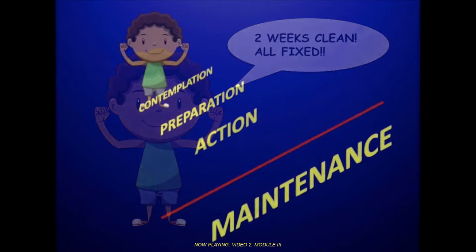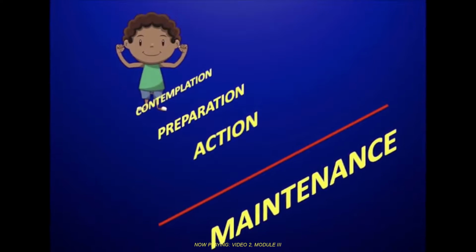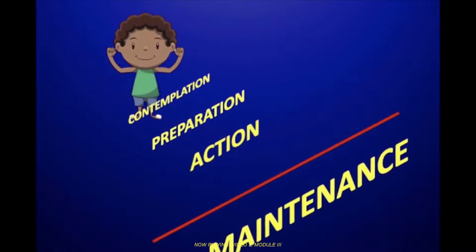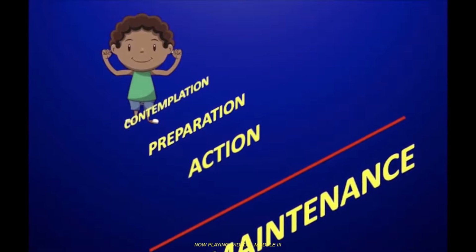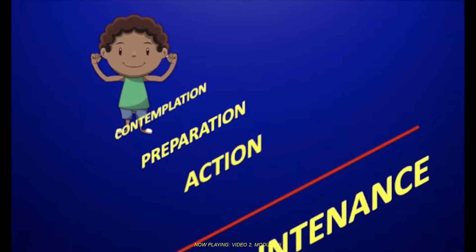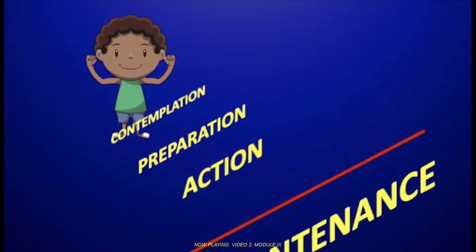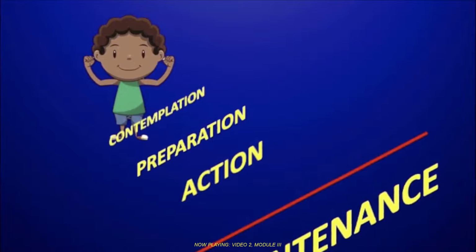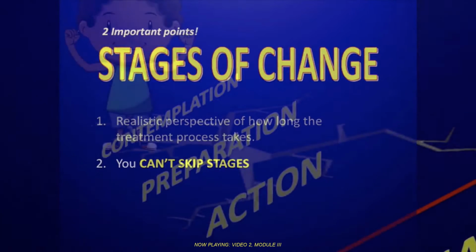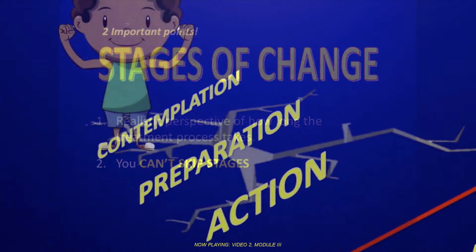And so to put this in perspective, you got to remember that that 3 to 6 month period of the action stage doesn't even begin until after the contemplation and preparation stages have been completed. And that could take a couple of months in and of itself. And so that ties into a second important point about the stages of change, and that's you can't skip stages. In just about any case of relapse or failed treatment, you can usually go back and pinpoint where a problem occurred relative to how thorough they were in each of the stages.